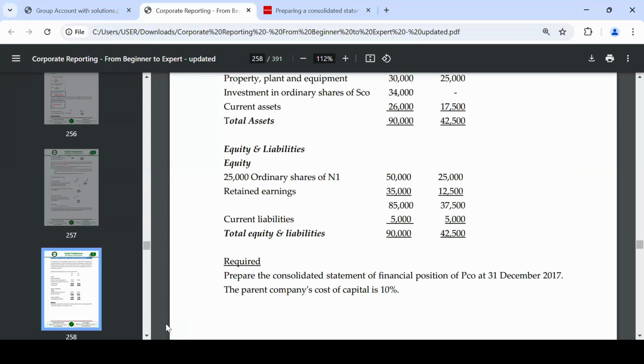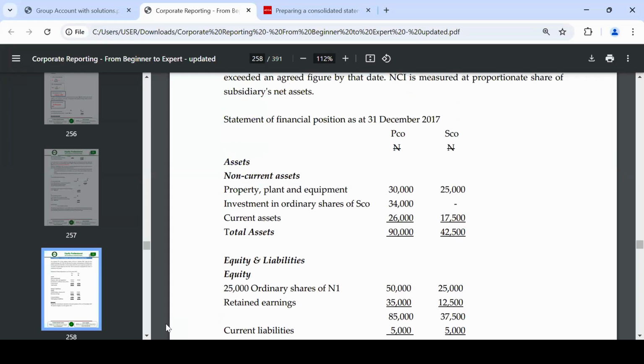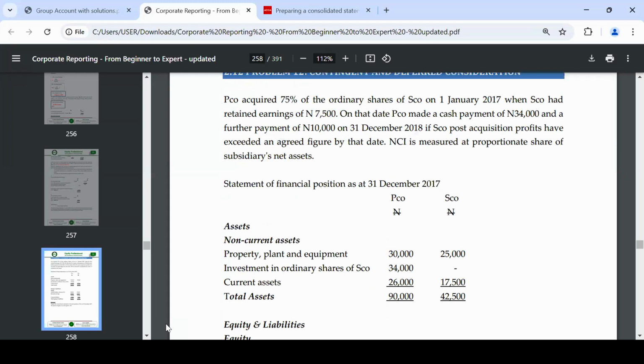They will always give you that. Why? Because without the cost of capital, you won't have a discounting rate that you are going to use to calculate the present value. Okay, now go back, let's take it one by one. Let's solve this together. We already know the group structure is such that PICO is 75%. Therefore, there is NCI, non-controlling interest, of 25%. Now let's focus on solving the goodwill.